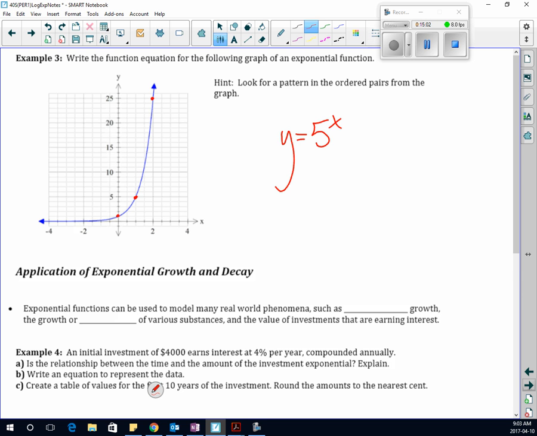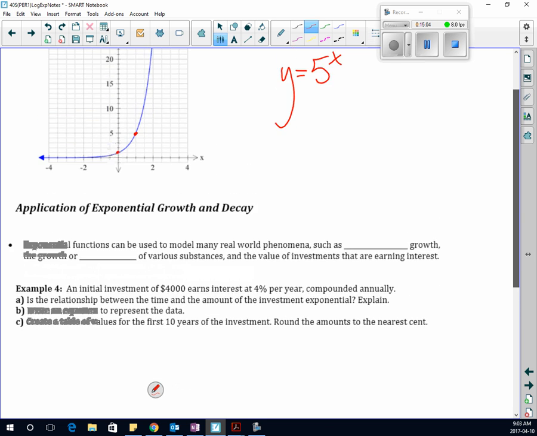Okay, so here's where science comes into play. Exponential functions can be used to model many real world phenomena such as population growth, comma, the growth or decay of various substances.